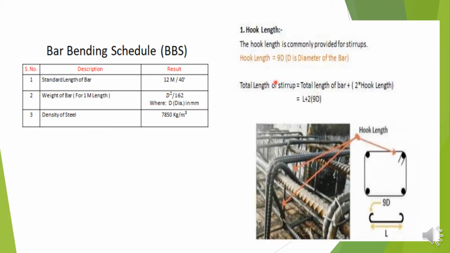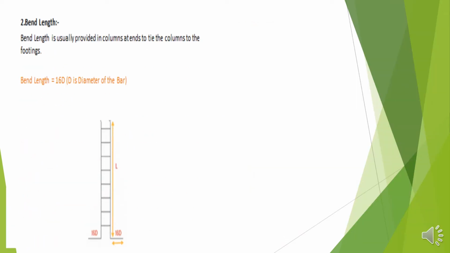Now we talk about hook length. The hook length is commonly provided for stirrups. Hook length is equal to 9d, where d is the diameter of the bar. So the total length of the stirrup will be the total length of the bar plus 2 hook lengths, that means L plus 2 into 9d. See, this is a 9d and this is a 9d. Here you can see in the field how we are tying it at the site.